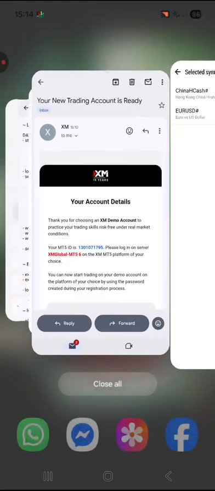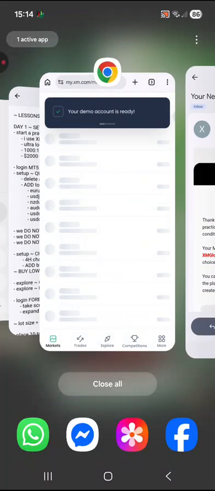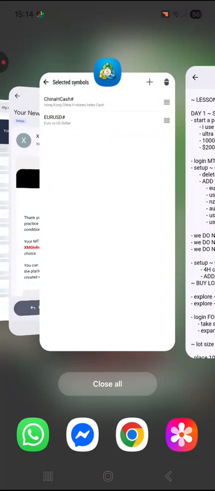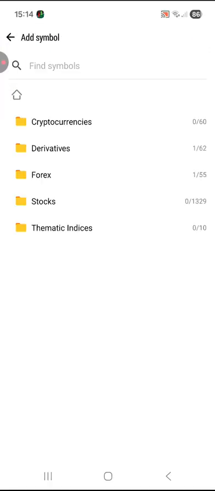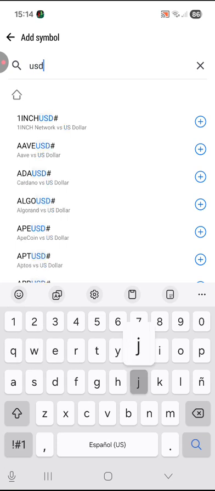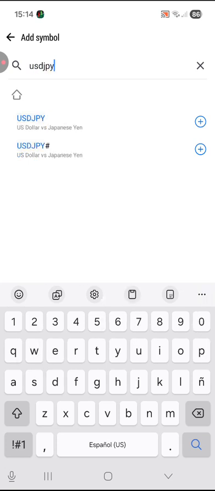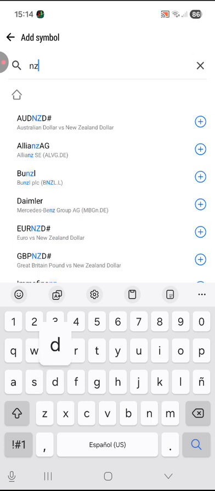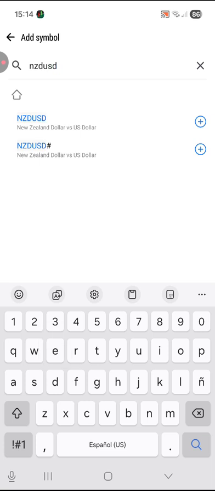Now we have some other ones here. What's the other ones? Euro USD is the first one. We want to add our top 5 pairs, top 6 pairs here. Euro USD, we just added. USD JPY, NZD USD, so USD JPY. You can see we want the one with the pound sign. Okay, then we want NZD USD. We want the one with the pound sign.